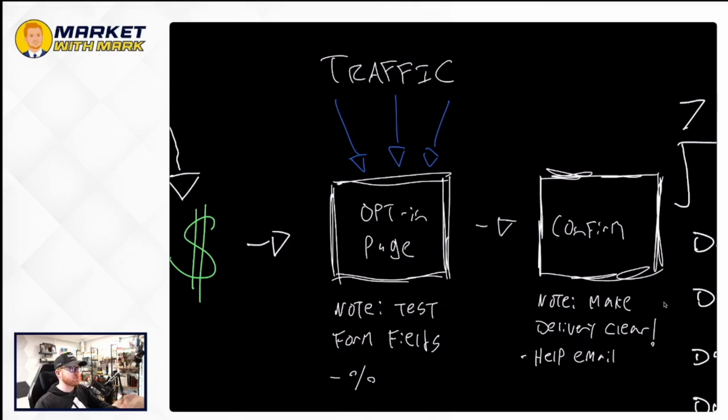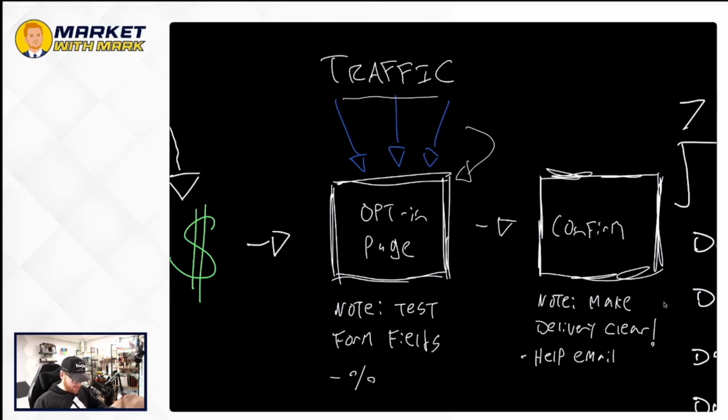Step one is pretty basic. You're going to be running traffic to your lead magnet opt-in page. Your traffic could be paid ads, it could be organic social, it could be a combination of the two, email list, whatever. You just need traffic to your opt-in page.